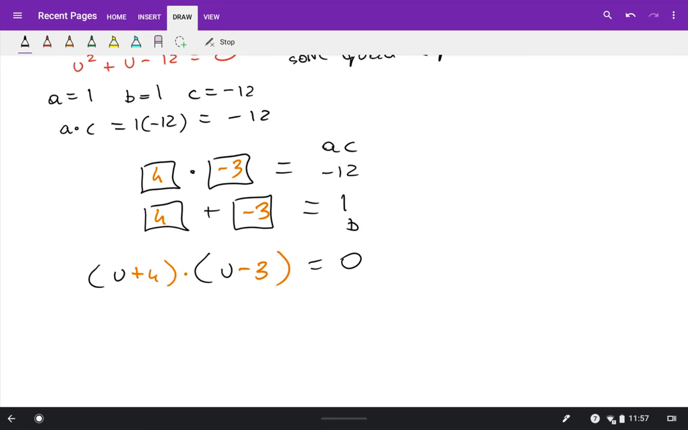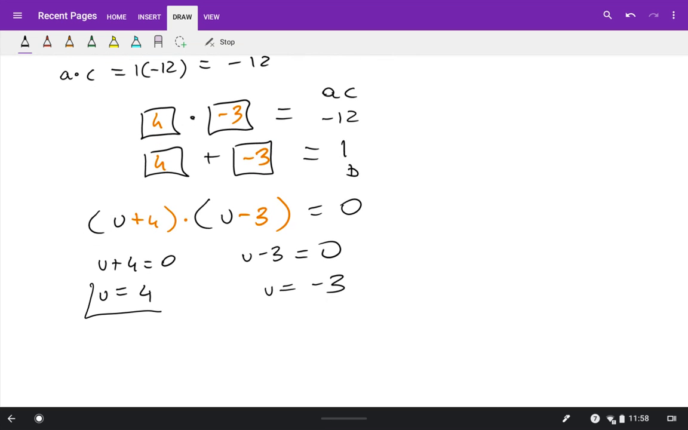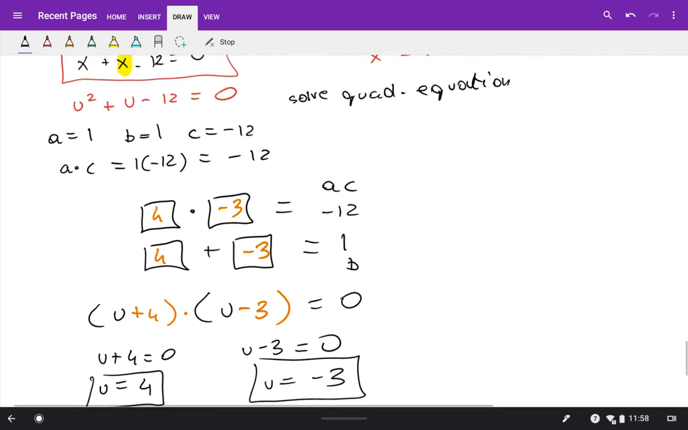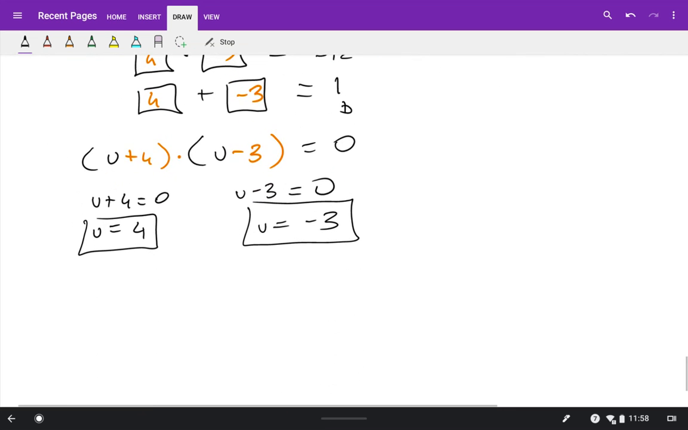So we're solving two equations: u plus 4 equals 0, u minus 3 equals 0. We end up with u equal negative 4, u equal 3. Okay, so when you have u, this is not done, this is not our solution, because your original problem is in terms of x. So you need to solve for x.